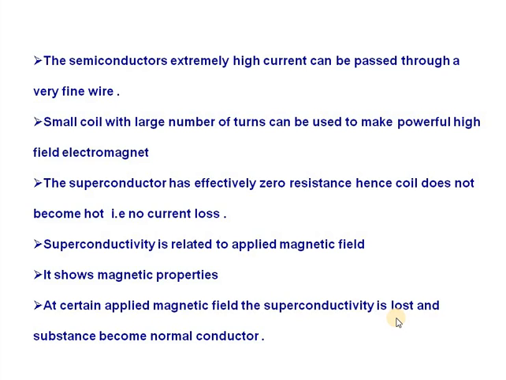Then it was found that in a number of metals and alloys, the electrical resistance disappears completely at a temperature a few degrees above absolute zero. At very low temperatures, pure mercury shows almost zero resistivity at or below 4.15 Kelvin and very high electrical conductance.